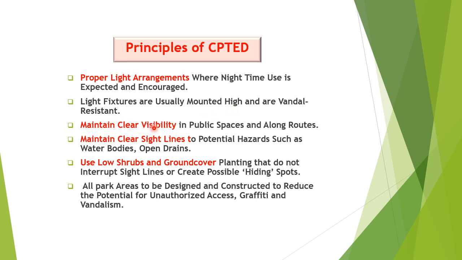Maintain clear visibility in public space and along routes. Maintain clear sight lines to potential hazards such as water bodies and open drains. Use low shrubs and ground cover planting that do not interrupt sight lines or create possible hiding spots. All park areas are to be designed and constructed to reduce the potential for unauthorized access, graffiti, and vandalism, because you should use such a material so that there will not be writing on the walls, and there will not be vandalism there. So these are some of the principles of CPTED.